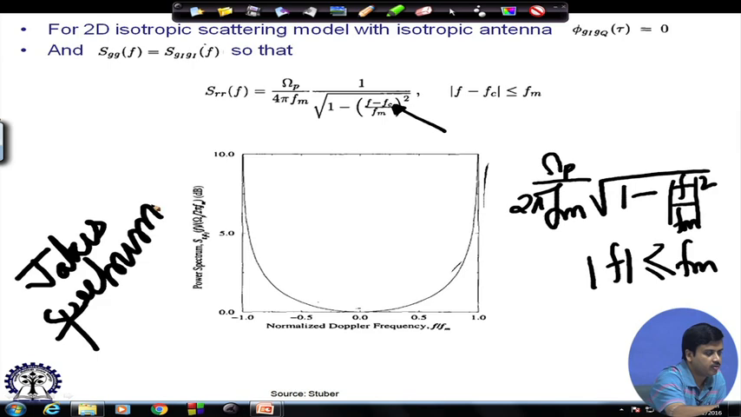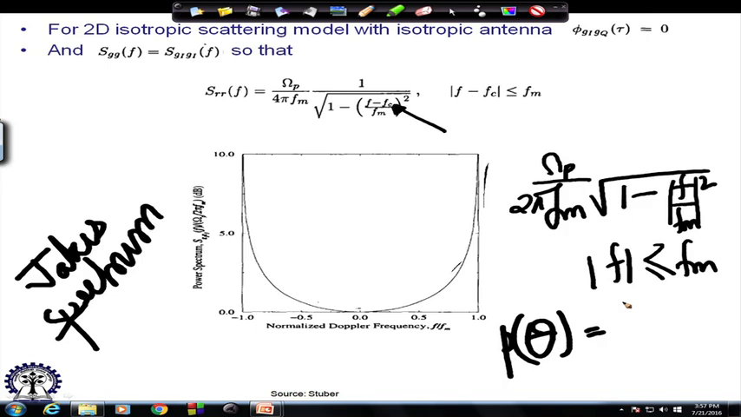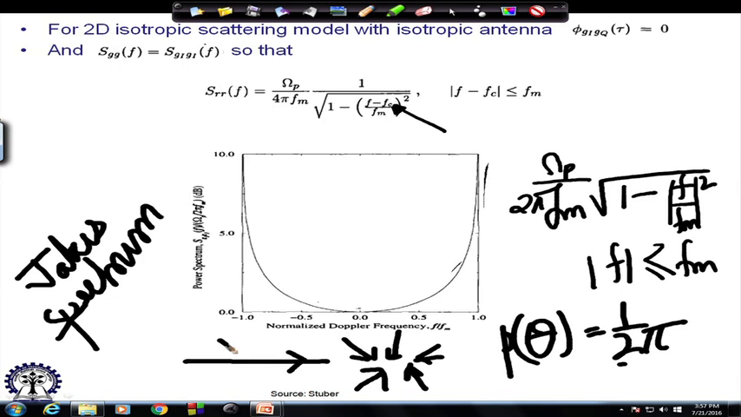And again, I would like to remind you, all this derivation is because p of theta was set equal to 1 by 2 pi. If p theta is not set equal to 1 by 2 pi, the expression would look different. P theta being 1 by 2 pi means rays arriving from all directions with equal probability. That inherently means there is no line of sight component present in this situation, because there is equal probability of rays arriving from all directions. That means the strength of waves from scattered components are all equal. If there was a line of sight, there would be a specular component, which is not present in this scenario. So, this is known as the famous Doppler spectrum or the Jake spectrum.